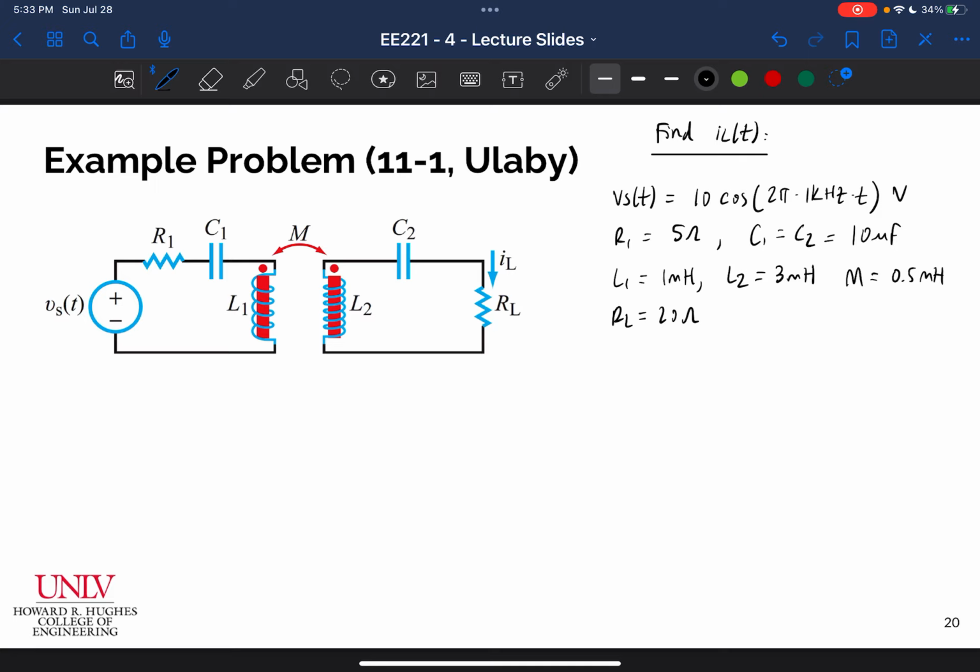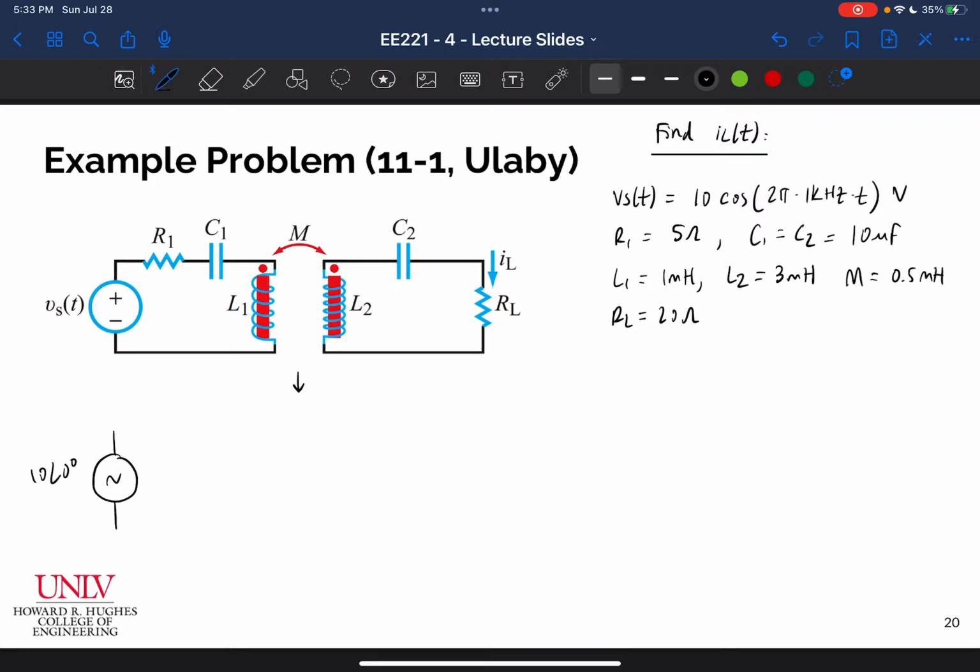Okay, so what we need to do first is convert this circuit over to the phasor domain. Shouldn't be too challenging here. Basically the phasor for Vs, we'll just call it 10 angle 0, but note that this is a cosine. It's always going to be a sinusoid, but it is a cosine signal.